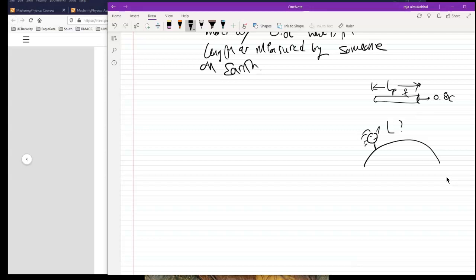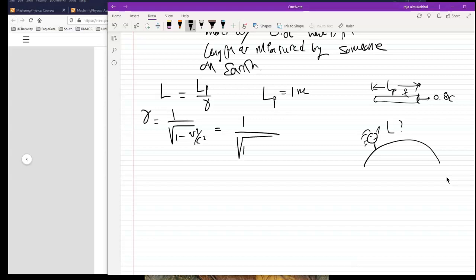Okay, so we say that L is equal to LP over gamma. LP is given to us. LP is just 1 meter, so this is basically a meter stick. Let me find gamma first. Gamma is 1 over square root of 1 minus v squared over c squared. So that's going to be 1 over square root of 1 minus 0.8 squared. You agree with me on that? And I think I did this one already, 1.67. Remember that? So the gamma value is equal to 1.67.